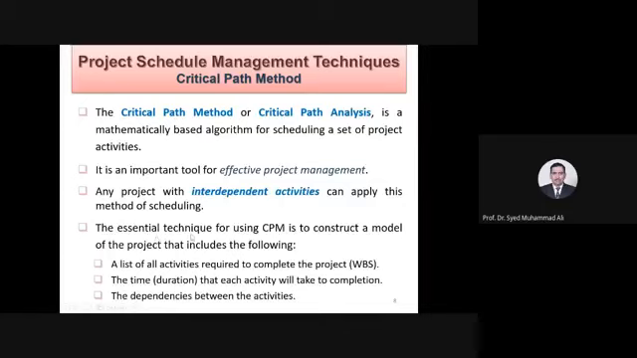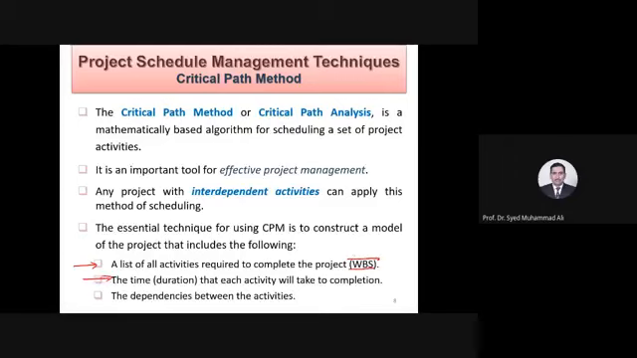Okay. The essential technique of CPM is to construct a model of the project that includes the following. So what is required generally? I've already mentioned, you must have a list of all activities required to complete the project. Work breakdown structure. We did discuss WBS and coding for WBS: 2.1, 2.2, 2.3, 2.3.1, 2.3.2. So 2.3.1 is the third level of breakdown. I've given you certain thumb rules as well, 5 or 4 or 6, whatever.